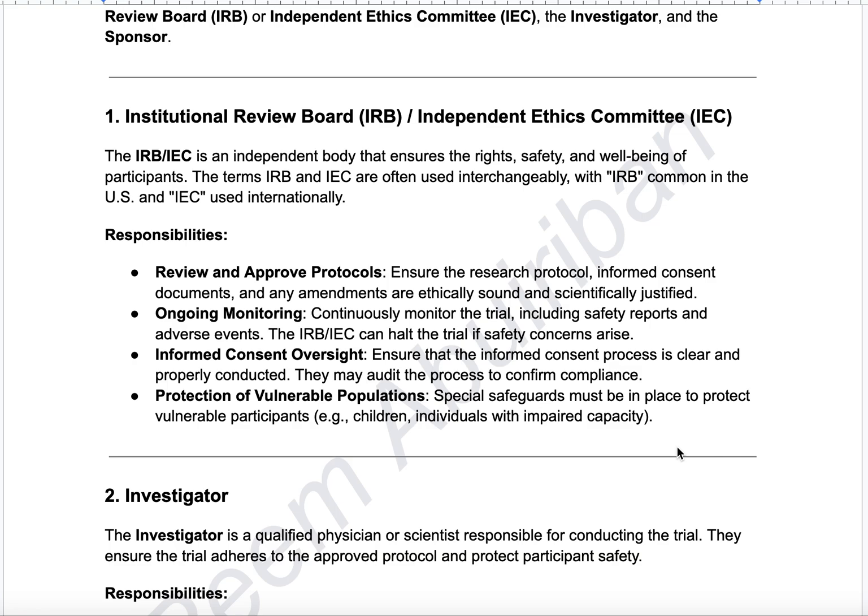and scientifically justified. Ongoing monitoring: continuously monitoring the trial, including safety reports and adverse events. The IRB/IEC can halt a trial if safety concerns arise. Informed consent oversight: ensure that the informed consent process is clear and properly conducted. They may audit the process to confirm compliance. Protection of vulnerable populations. Special safeguards must be in place to protect vulnerable participants. I mean here, for example, children, individuals with impaired capacity, women, infants.